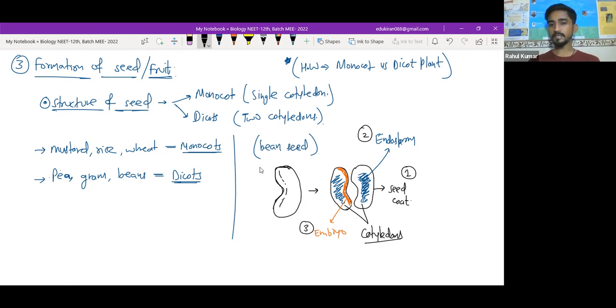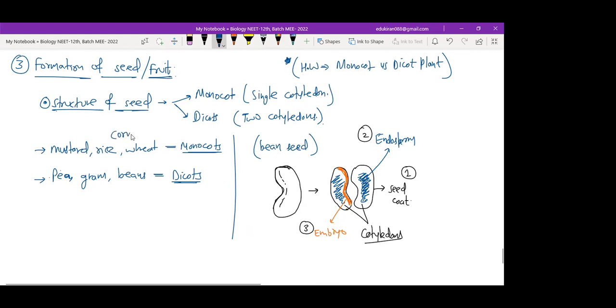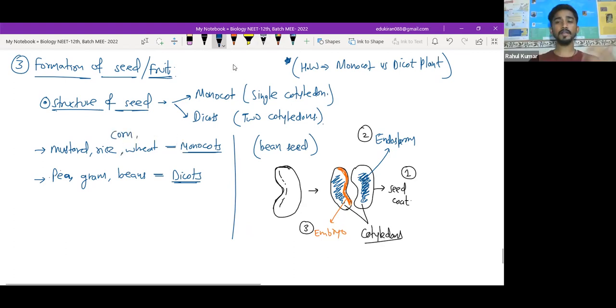Now, a bean seed is a dicot, so it has two cotyledons. Similarly, corn also comes under monocots. If you see corn or rice, you cannot split that seed into two, right? It has just one cotyledon, which cannot be opened into two. You can break it into two parts, but you cannot open it into two cotyledons.